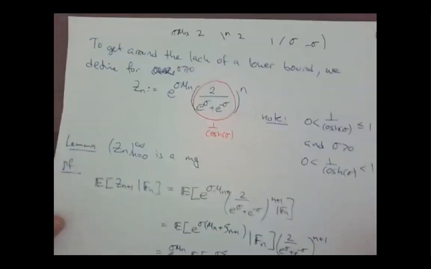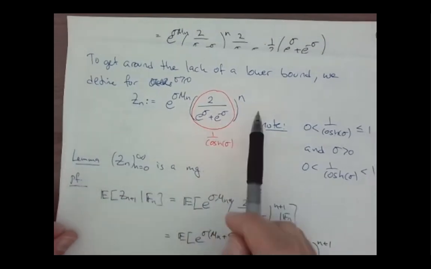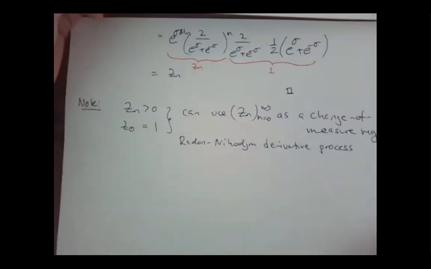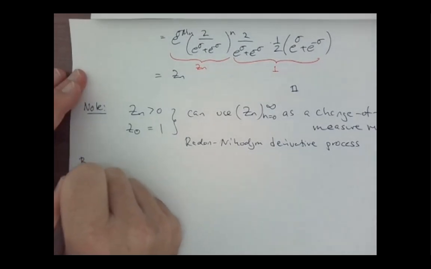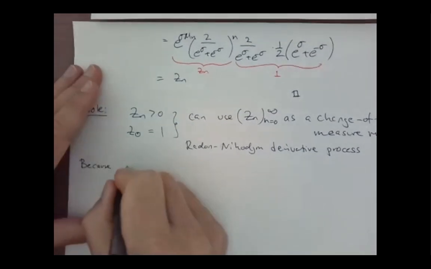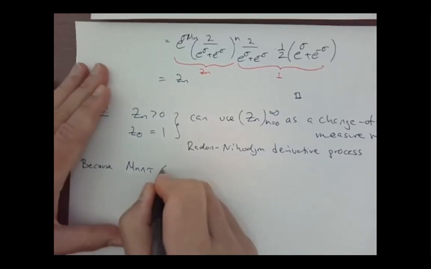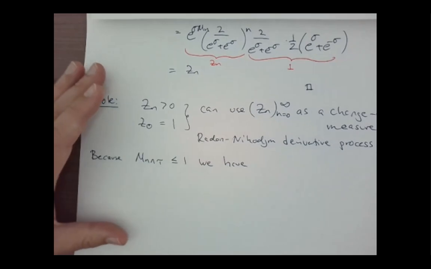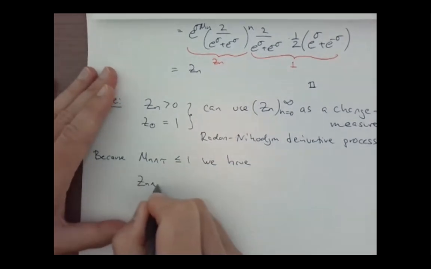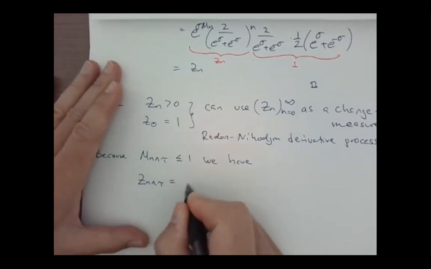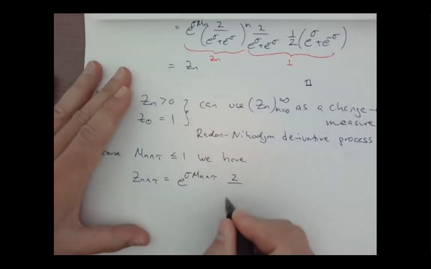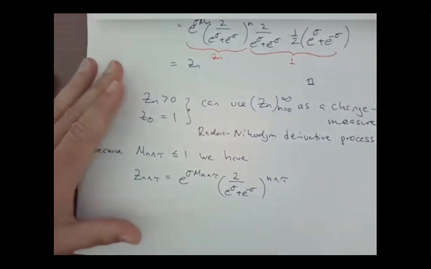What we're going to be doing is looking at this, and now we have positivity. So we got rid of this problem from below, and let's just double check that from above we didn't mess anything up either. Because M_(n min tau) is bounded by 1, we'll have that C_(n min tau) is equal to e^(sigma M_(n min tau)) times (2 divided by e^sigma plus e^(-sigma)) to the n min tau.